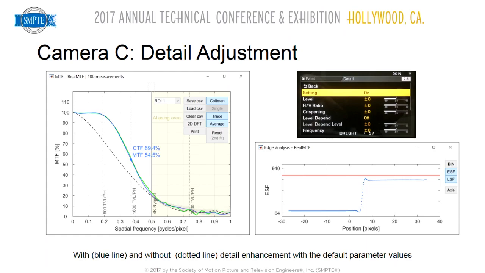So I applied a detail enhancement to this camera, and I used the default detail enhancement values of zeros. I have no idea of these parameter values, but if you use this system, you can find the very clear MTF curves. So you can find the spatial resolution characteristics in a very objective way. And if you apply the edge enhancement, you can find some ringing artifacts in the edge spread function, the undershoot and the overshoot artifacts. It's very easy.